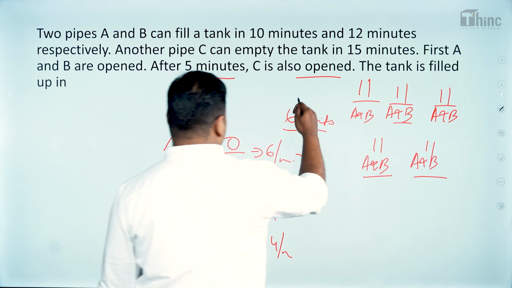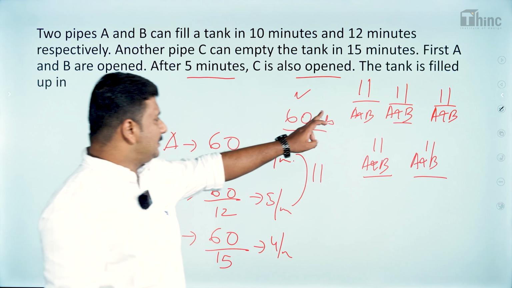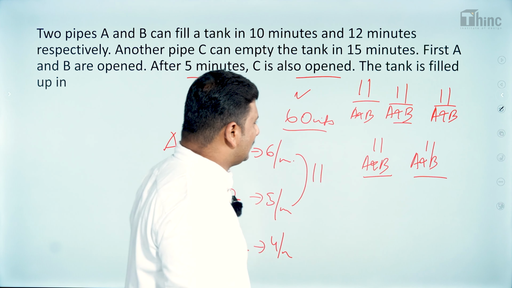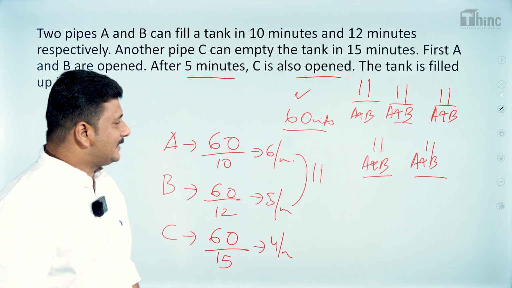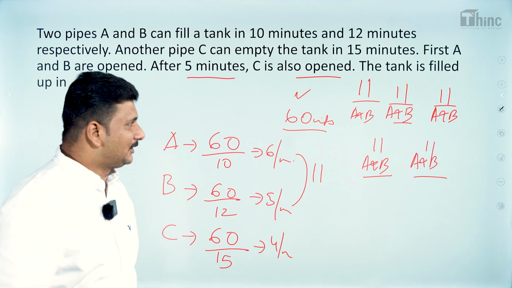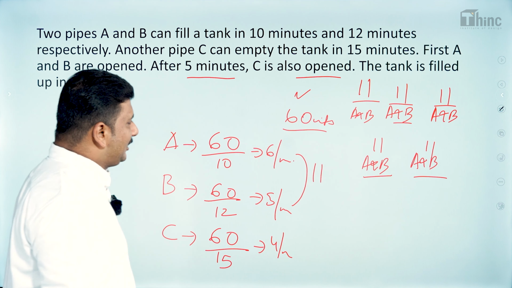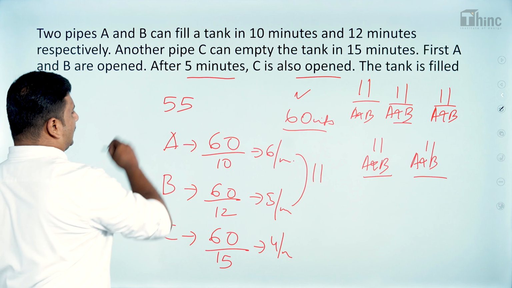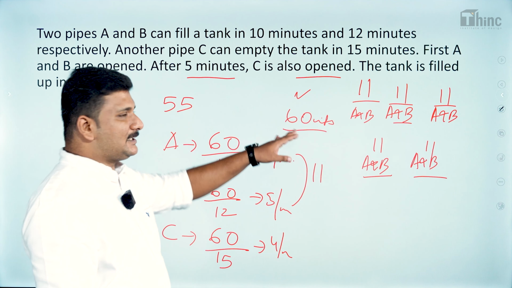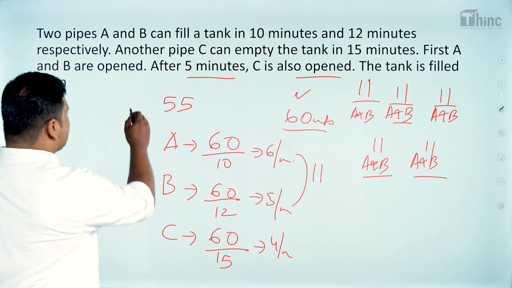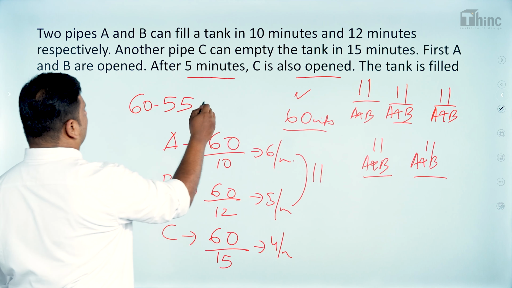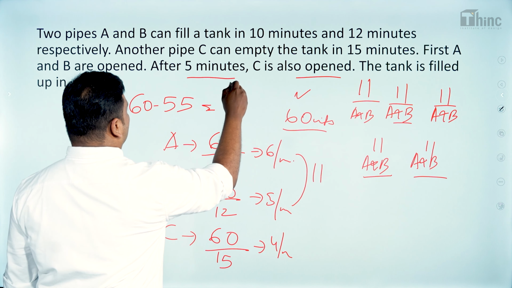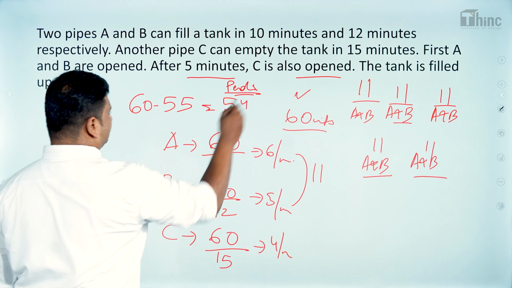So what is the total capacity? It is 60 units. So in each of the first five minutes, A and B are working together. So what happened after the first 5 minutes? 55 units is done, right? So out of 60, 55 is already done. So how much is pending? 60 minus 55. After the first 5 minutes, only 5 units is what is pending.